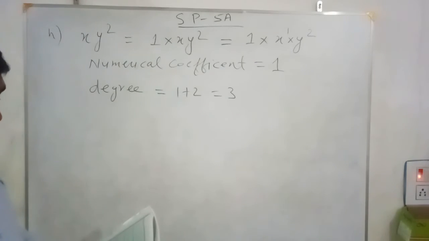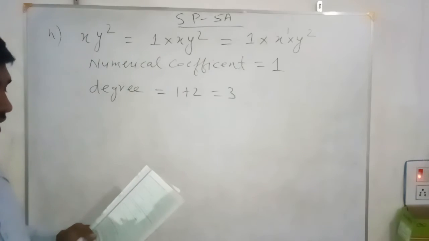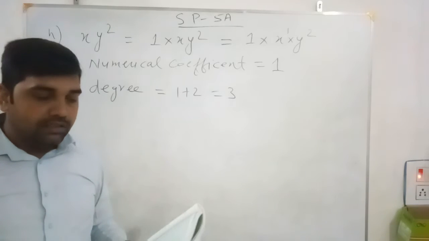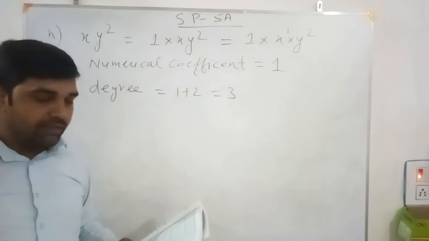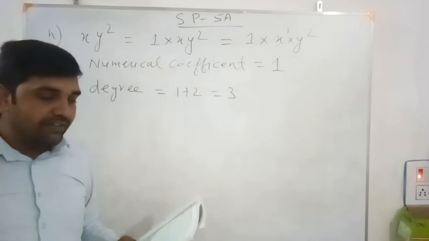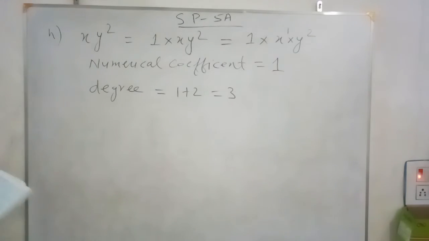Similarly, we can do question number I and question number J. In question I, for -7d cube, the numerical coefficient is -7 and the degree of this monomial is 3. In J, the numerical coefficient is -25 and the degree is 3. Now we'll do question number 3.